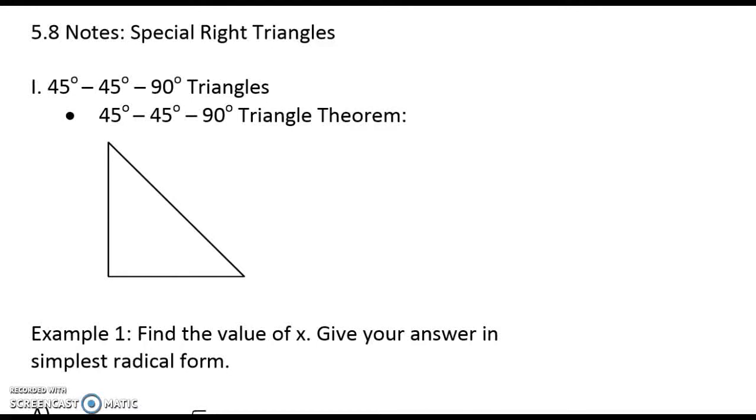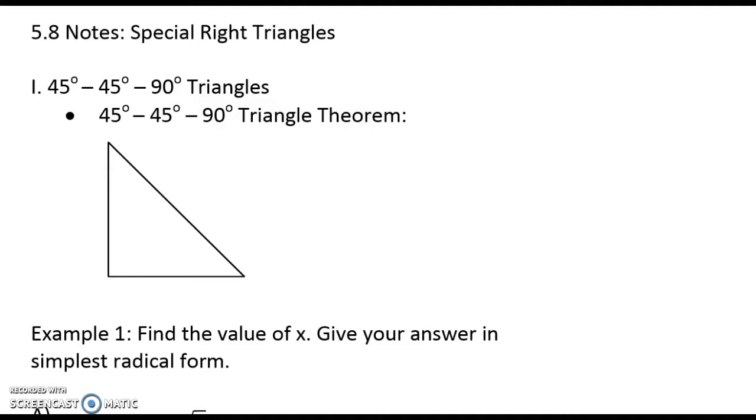Okay, this is our final section of Chapter 5. We're going to talk about special types of right triangles. And we're going to be looking at 45, 45, 90 and 30, 60, 90. And we name these special right triangles based on the angle measures of the triangles. And really what they have are just special relationships between the sides of a triangle.